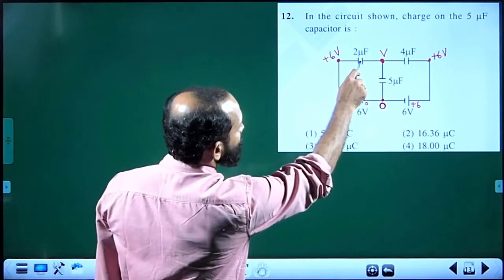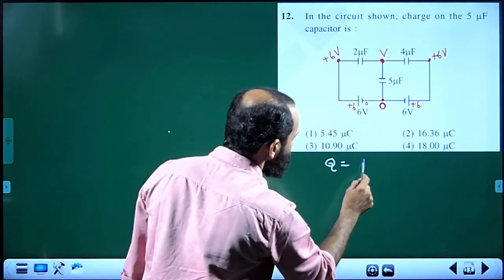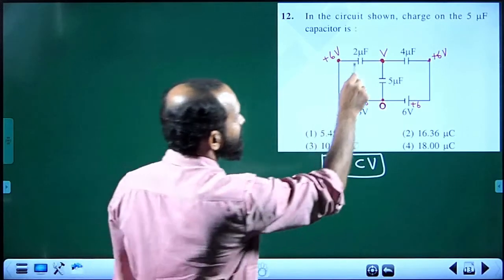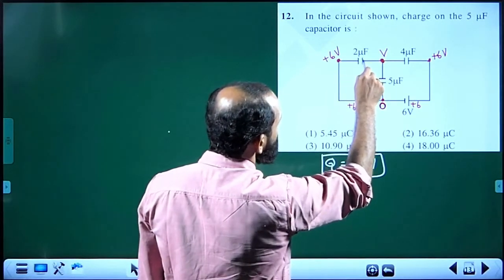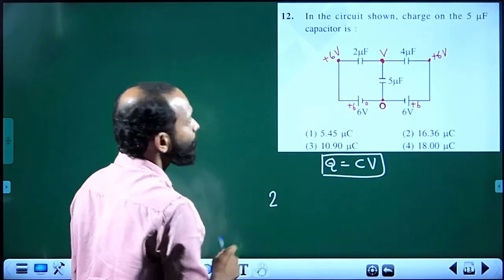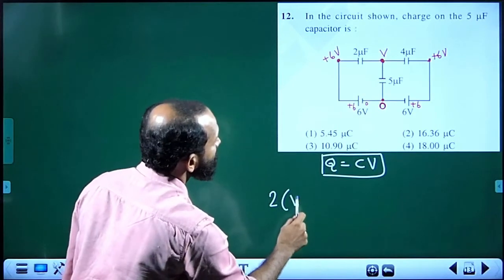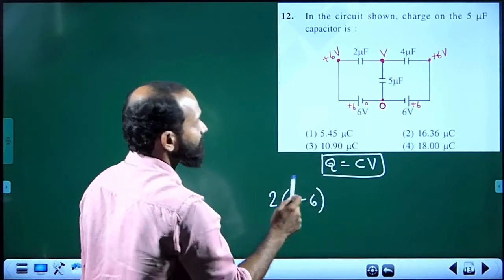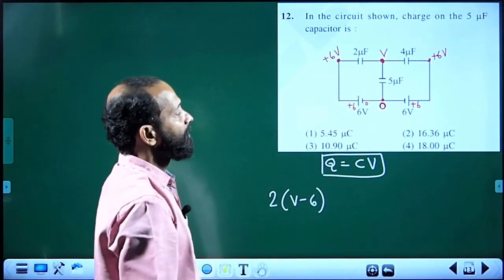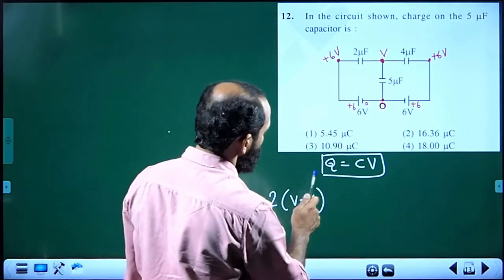Total charge in 2 microfarad: we know the formula, charge Q is equal to CV, the only formula used. What is the charge here in 2 microfarad? Capacitance is 2 multiplied by the potential difference. What is the potential difference? V minus 6. We assume that V is at a greater potential than the other end.